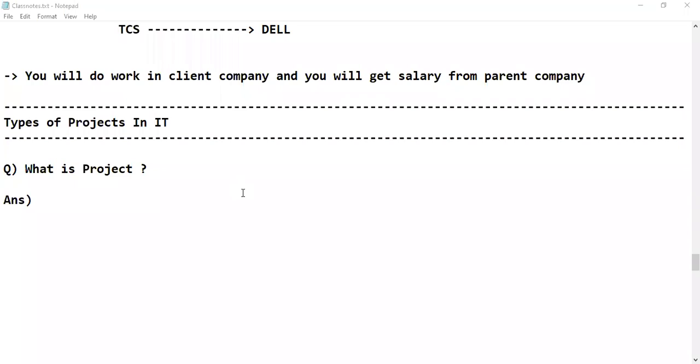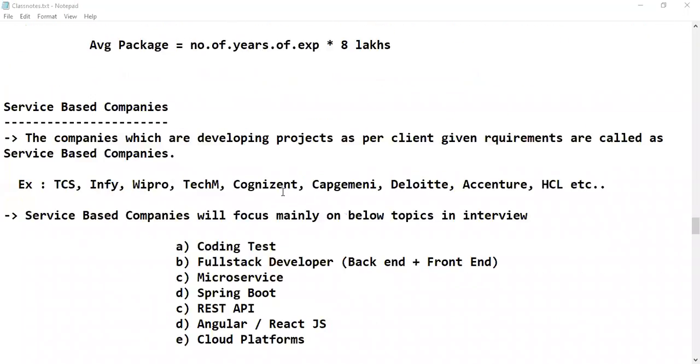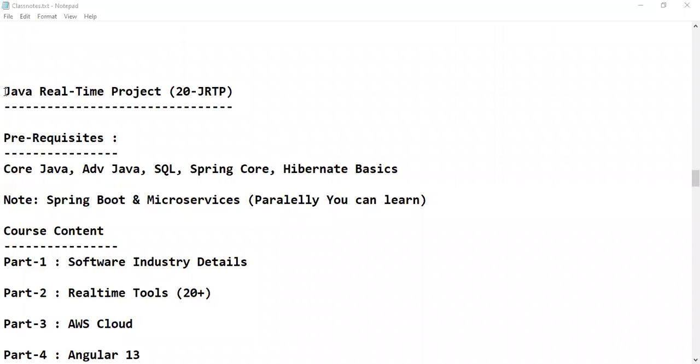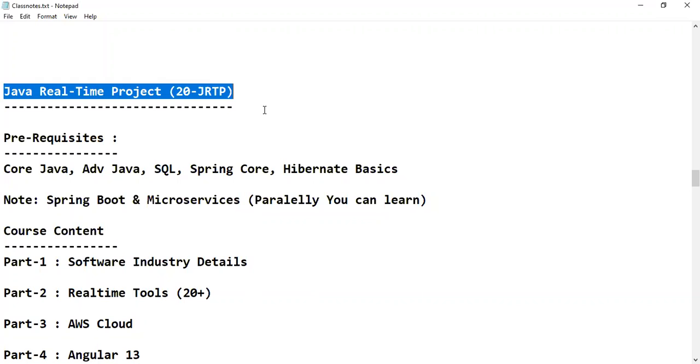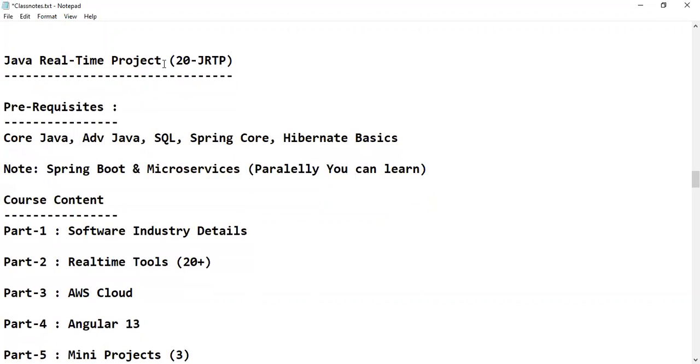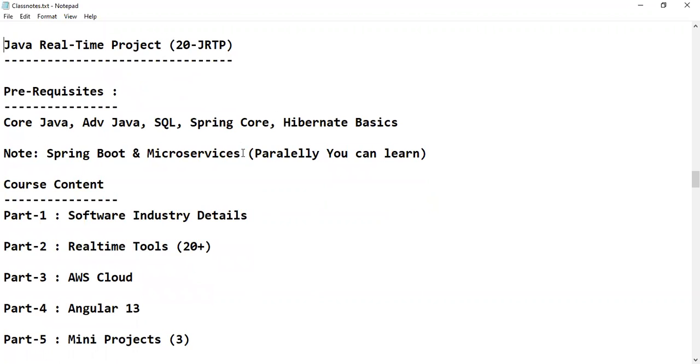You all belong to which course, guys? You all belong to Java real-time project training. Am I right? That means you are here to develop a project. You are here to understand how to develop projects in real time. You completed several courses: Core Java, Advanced Java, Spring, Hibernate, Web Services, etc. But why did you join here? Because you need to understand how to develop a project in real time, how to attend the interviews, and how to get the job.